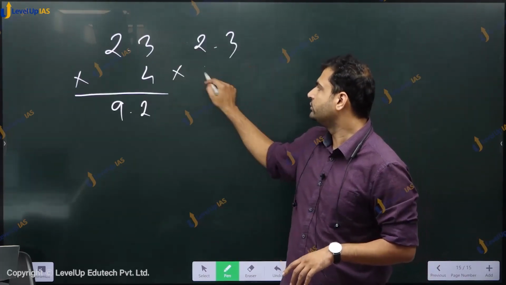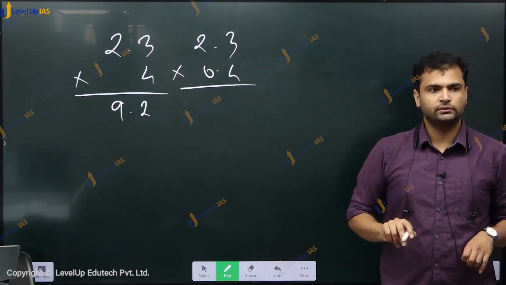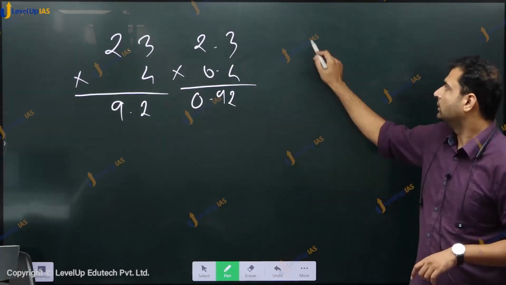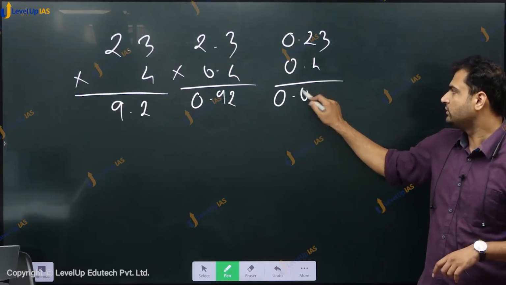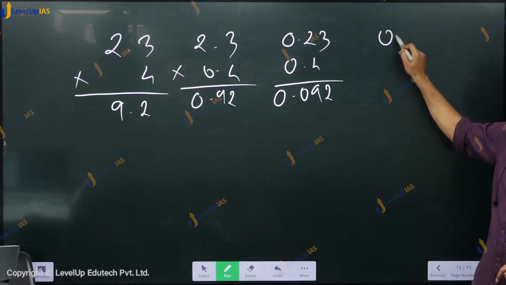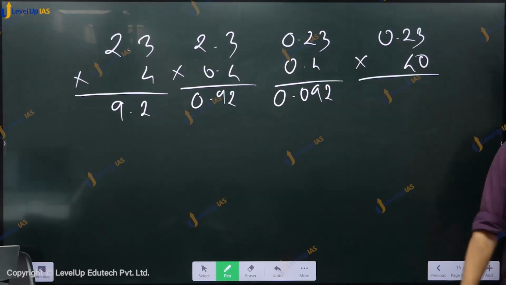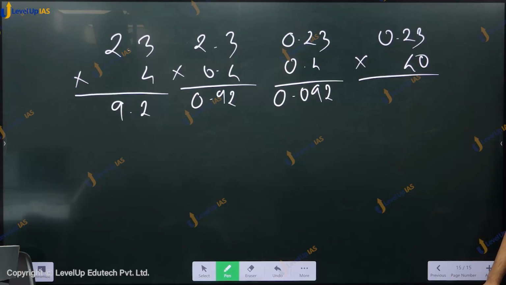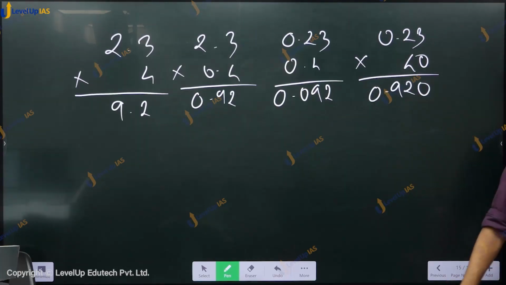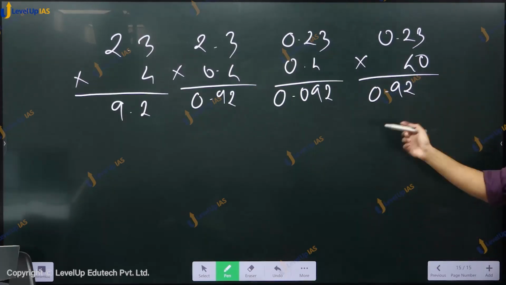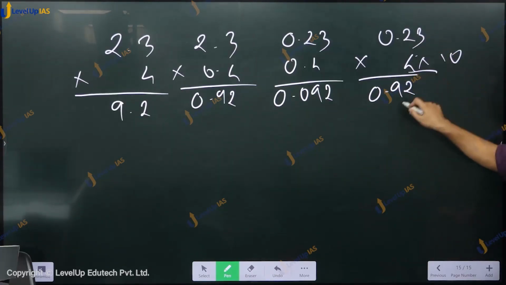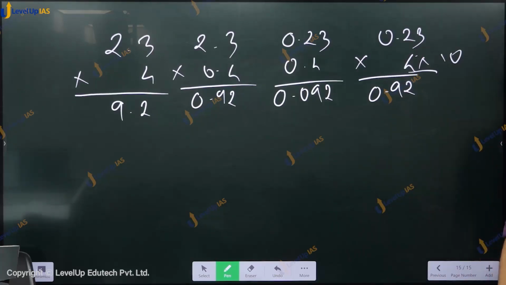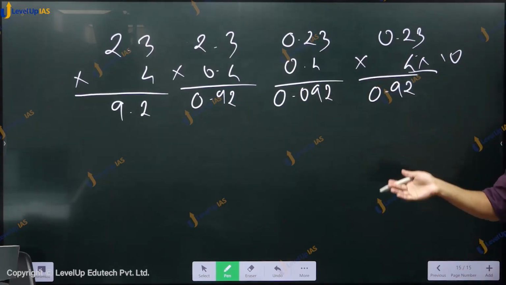Now 2.3 into 0.4, क्या होगा? 0.92. 0.23 into 0.4, 0.092. फाइन. 0.23 into 40, 0.920. 0 यहाँ का हटा भी सकते हो, उसकी कोई वैल्यू नहीं है. 4 को 4 into 10 लिखा. पहले ये मल्टीप्लीकेशन किया और 10 से मल्टीप्लाई किया. 10 से मल्टीप्लीकेशन is nothing but shifting the decimal point to the right by 1.